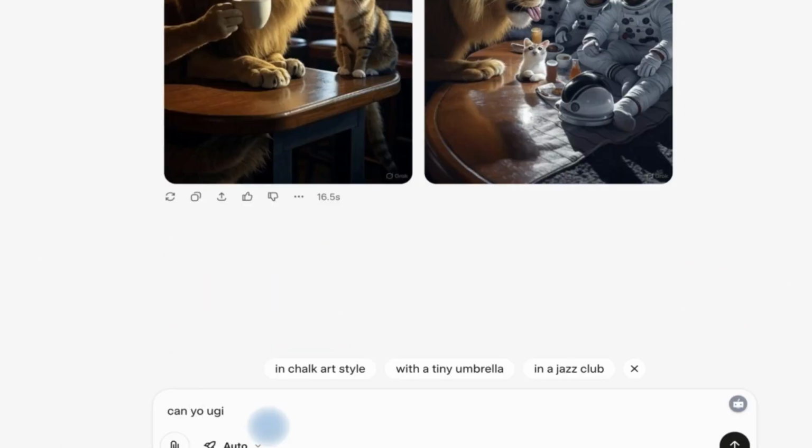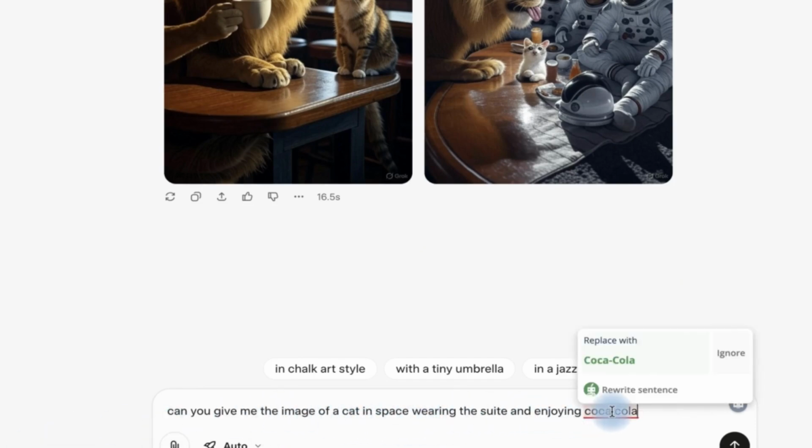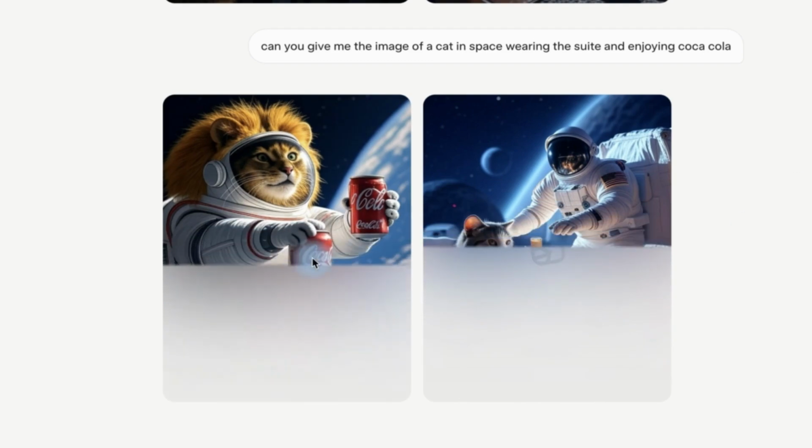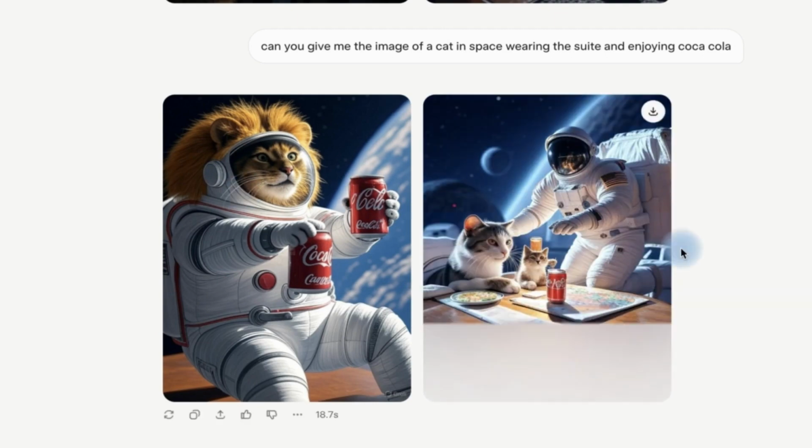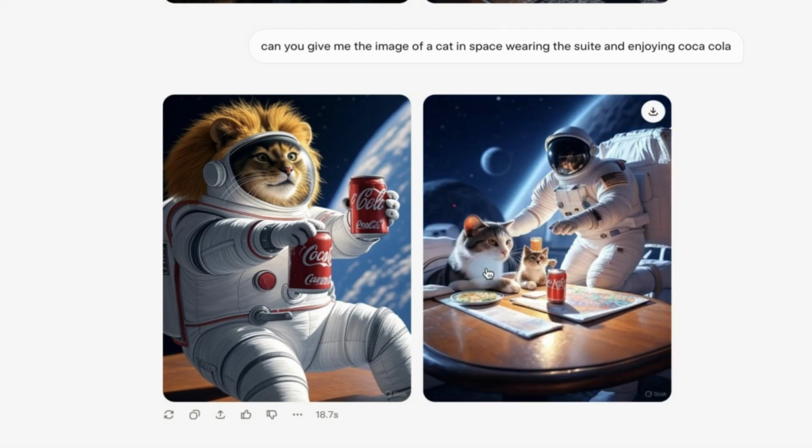Can you give me the image of a cat in space wearing the suit and enjoying Coca-Cola? Okay, so let's see whether this is going to generate for me very, very quickly or not. Take a look at the cat. It is really enjoying a Coca-Cola and wearing the suit. Look at it, it's really in space and enjoying the Coca-Cola. This is really, really wonderful, and you can download it and share.